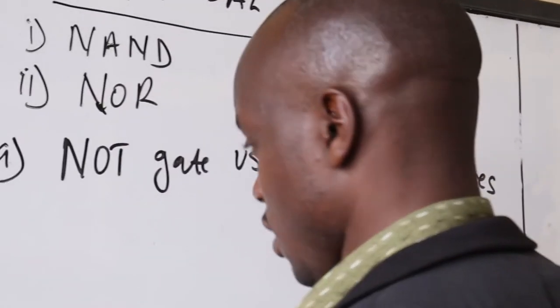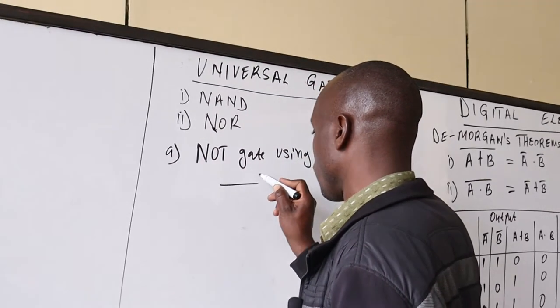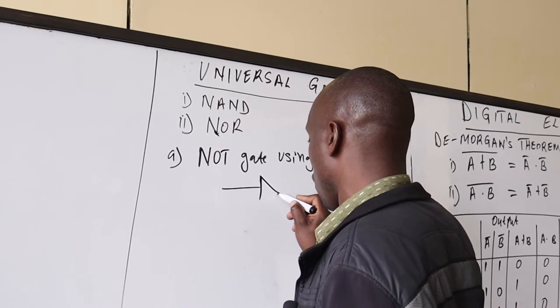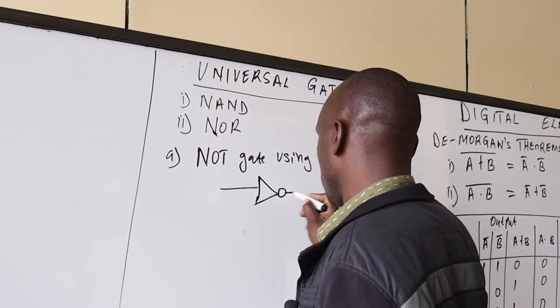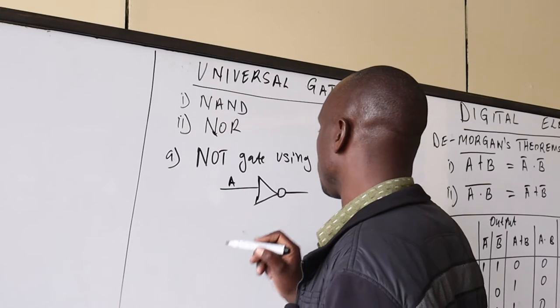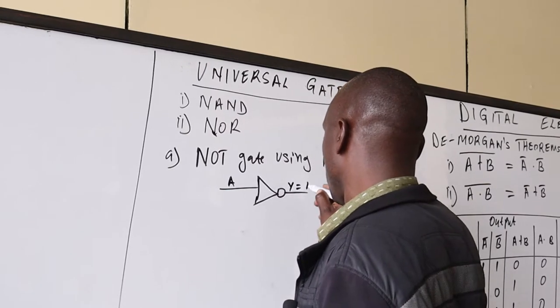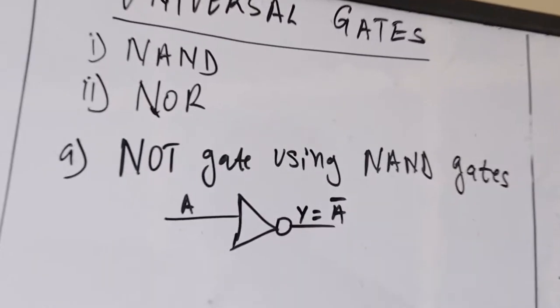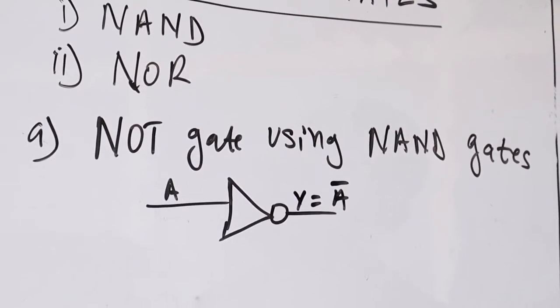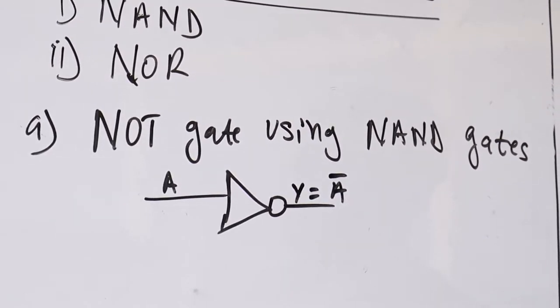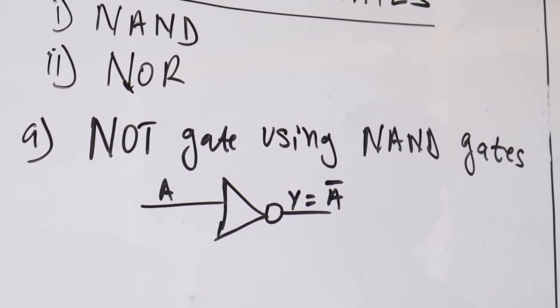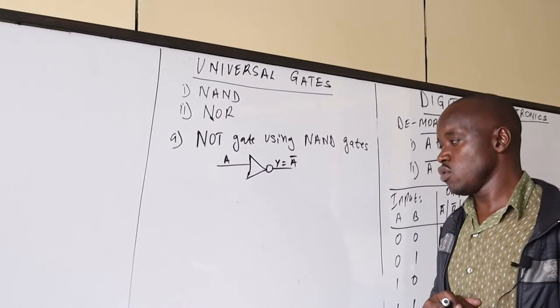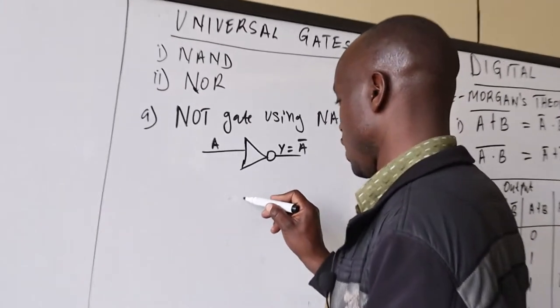So let us do a recap. A NOT gate was the only gate which took only one input. So here we have A, and here our Y was A bar. But our other gates take two or more inputs. And if we are told in an exam to use the NAND gate to implement a NOT gate, what do we do? We come and draw the NAND gate here.